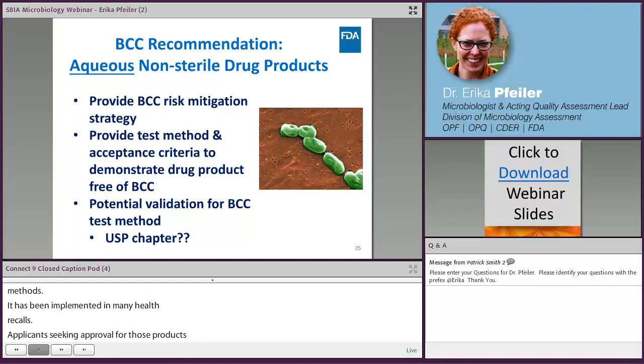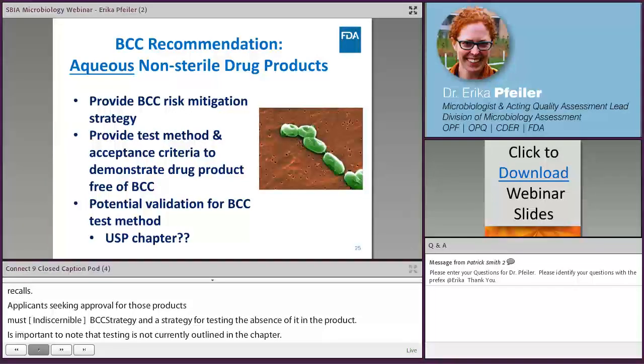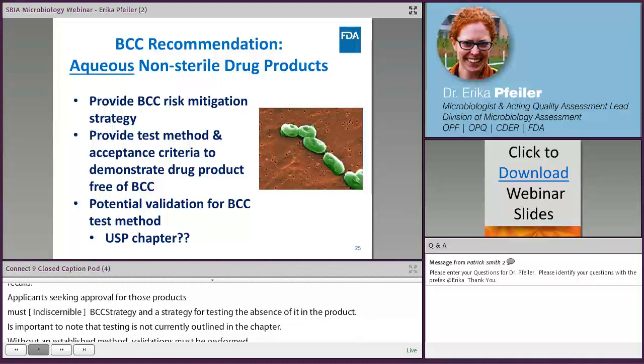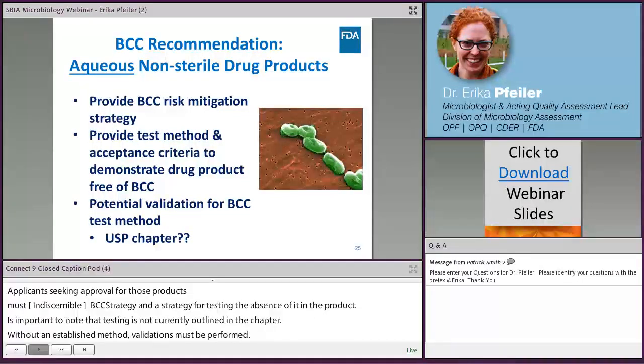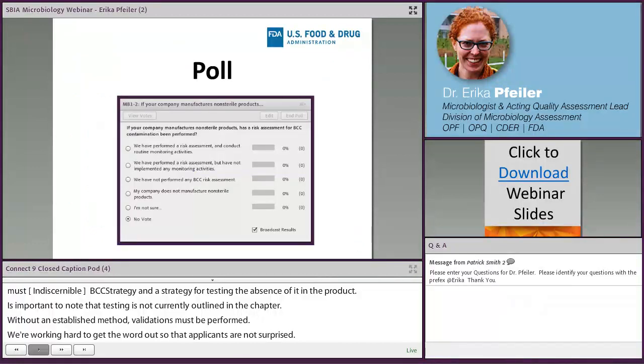It's important to note that testing for this microorganism is not currently outlined in USP's Chapter 62, and without an established compendial method, validation studies must be performed, so we're working hard to get the word out on this so that applicants aren't surprised during their review cycle. Although it's my understanding that USP is planning to undertake development of a method for the detection of BCC in the near future.